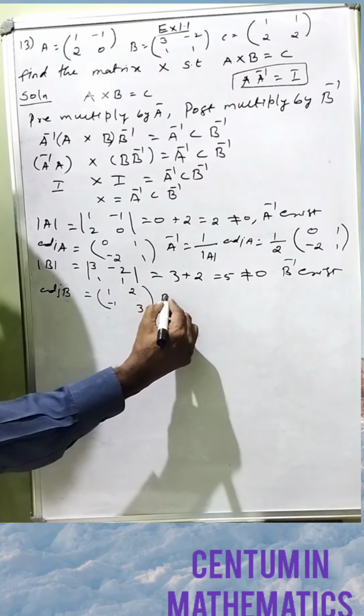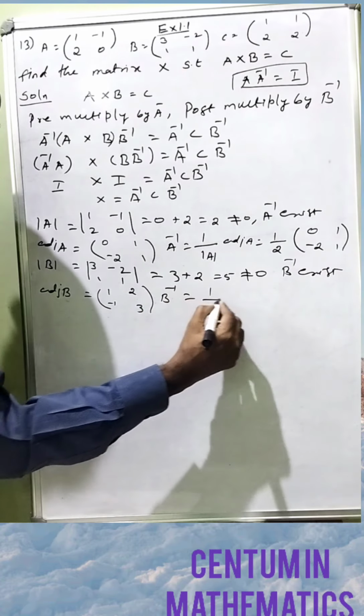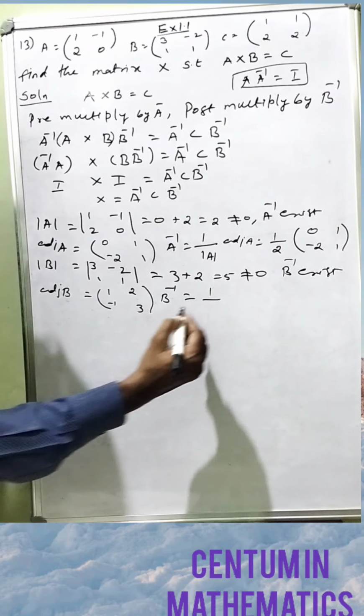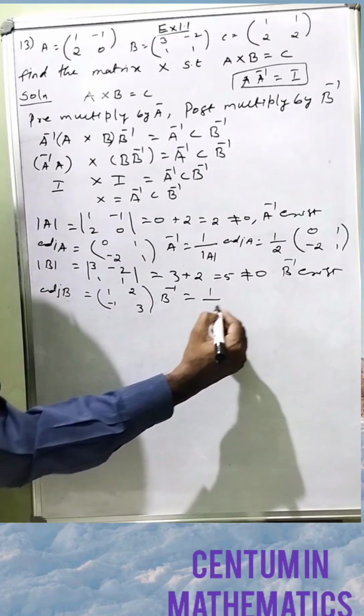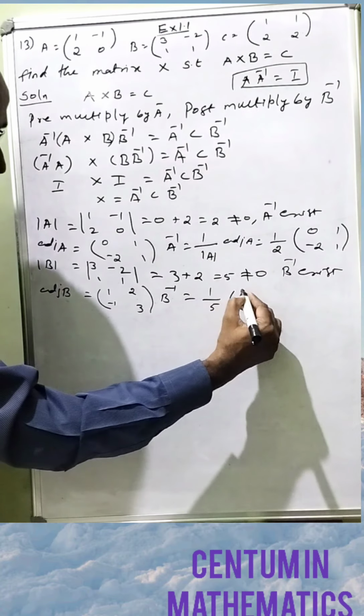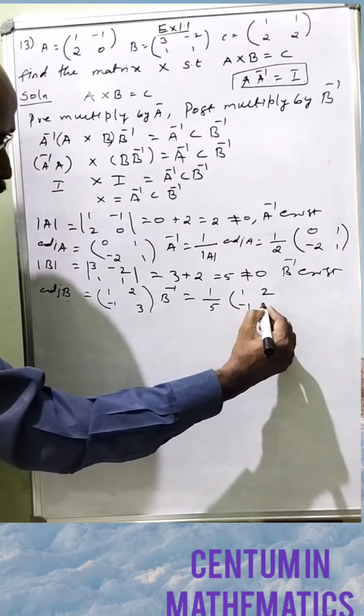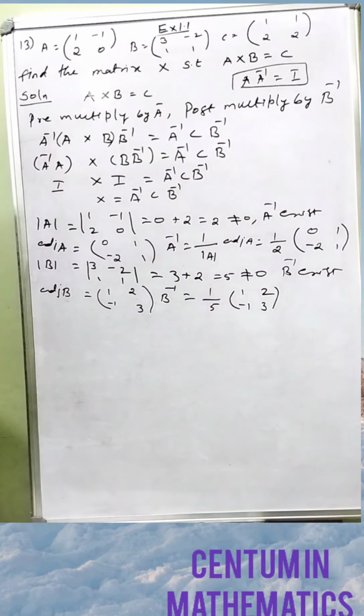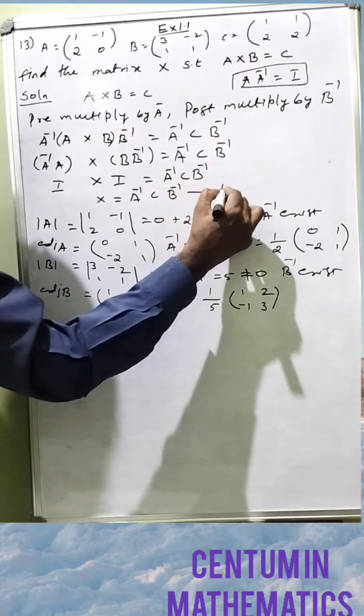Okay, then B inverse. Same formula, so 1 by determinant of B. The determinant of B value is 5, into adj B: 1, 2, minus 1, 3, we get it. So B inverse you know that, A inverse you know that. So both we have to apply here. So you can give it number 1.